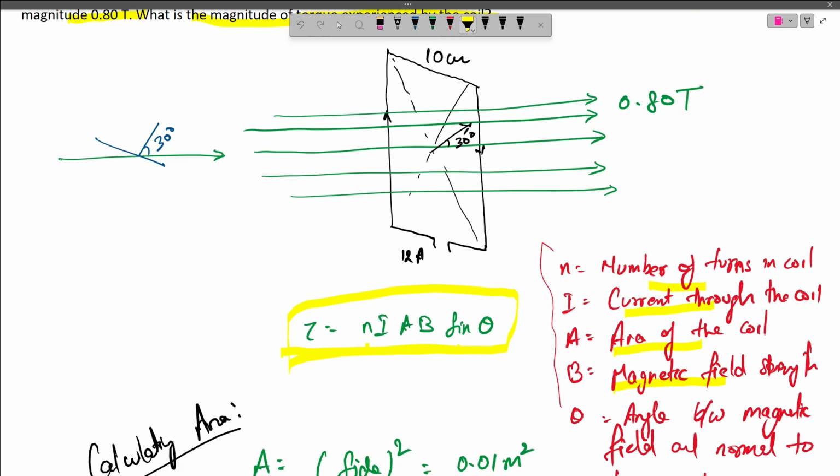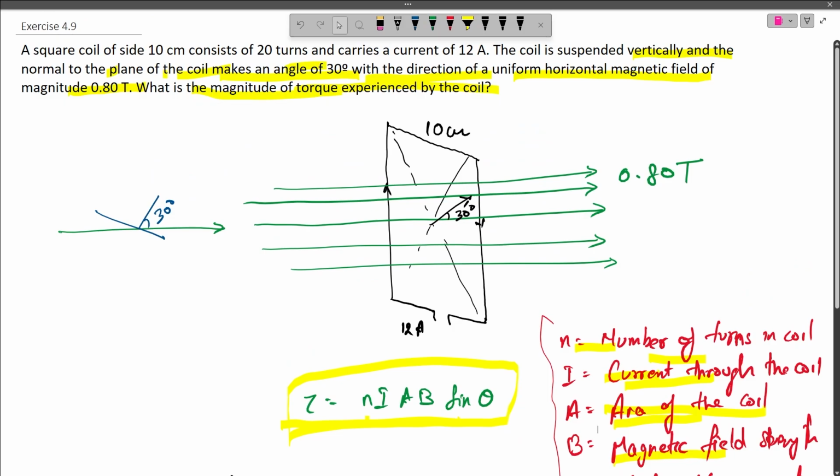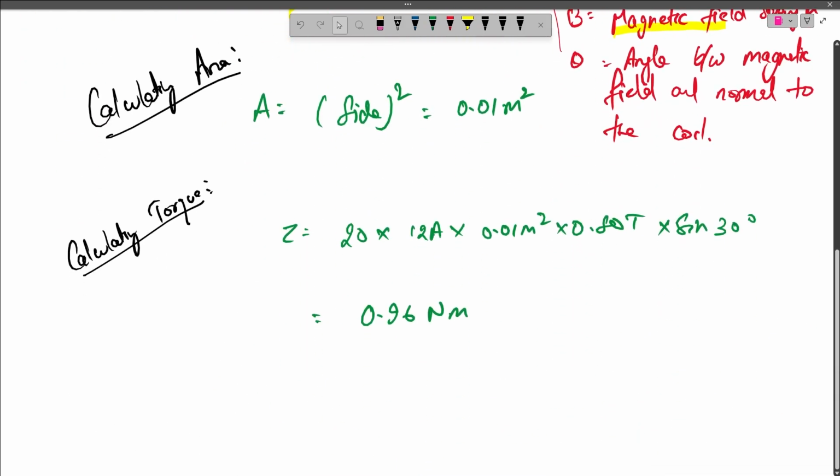And for the calculation of area, we will take the square of side 10 cm because the coil is of shape square, and N is 20 here because there are 20 turns, and the current I is given with the magnitude of 12 ampere. So substituting all those data in the given formula, we will come to a result of 0.96 Newton meter.